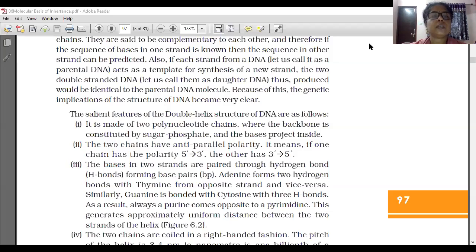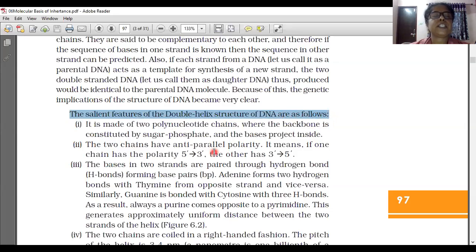Today we are going to learn the salient features of the double helix structure of DNA. In the last session, we had already learned that Watson and Crick found the double helix structure, and something about the structure also. Two polynucleotide chains are there, that we already learned. Now we are going to learn the salient features of the double helix structure of DNA, as follows.